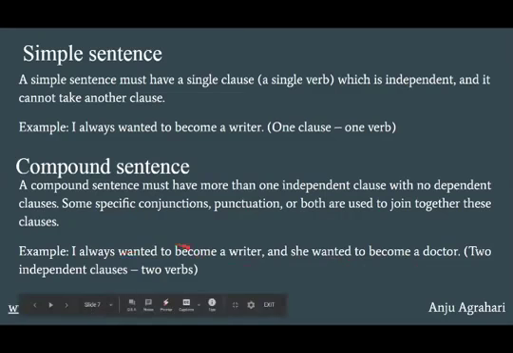पहला क्या है? I always wanted to become a writer. She wanted to become a doctor. Two independent clause हो गया, जिसको हमने join किससे किया है? एक conjunction से. What is and? तो क्या हो गया? I always wanted to become a writer, and she wanted to become a doctor, with a comma.